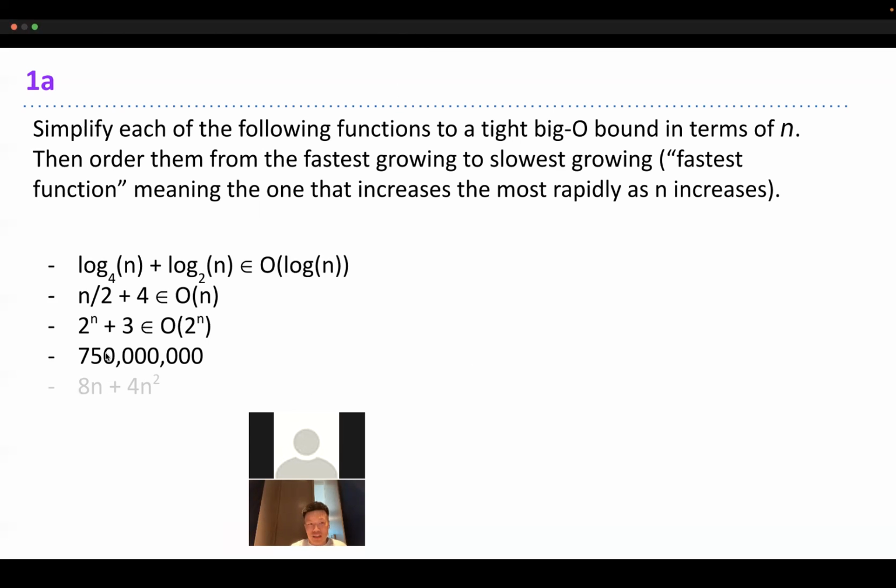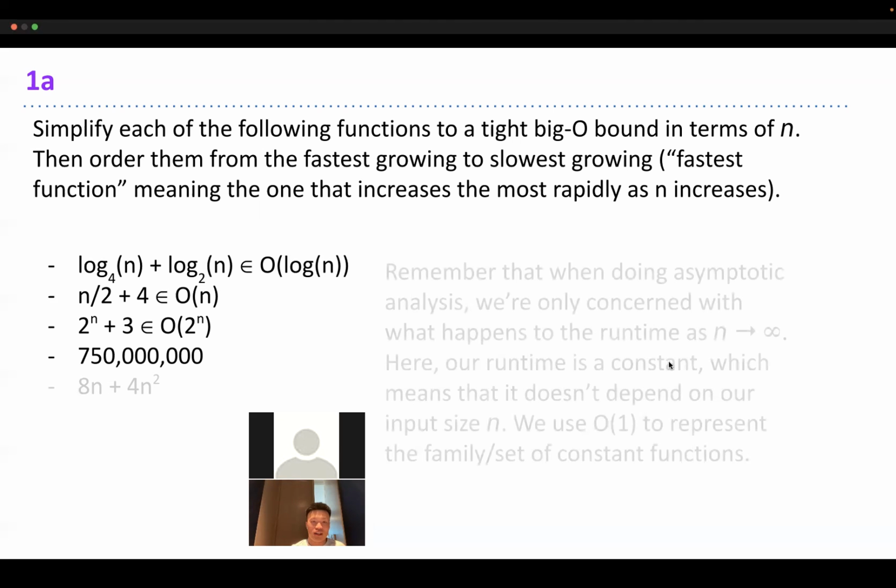Well, it's constant because no matter how big n is, it's always going to be 750 million. And in fact, there's actually no n in this function, so it doesn't grow with n. That means you can have your input size however big you want. The runtime is always going to be the same. It's always going to be 750 million. So it's actually going to be constant runtime.